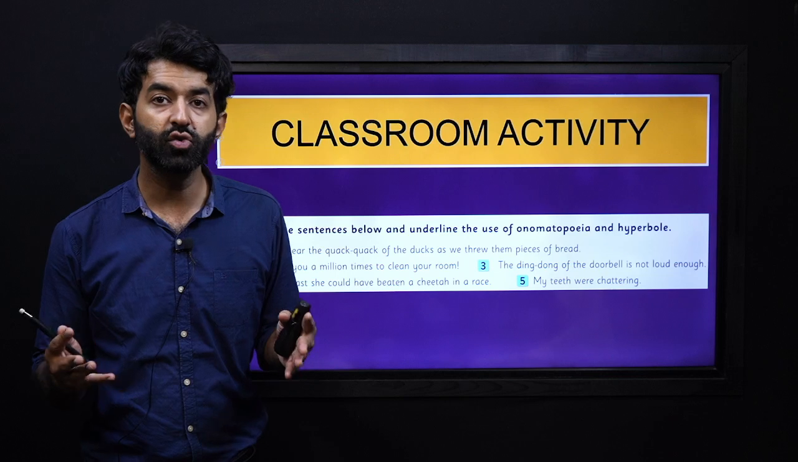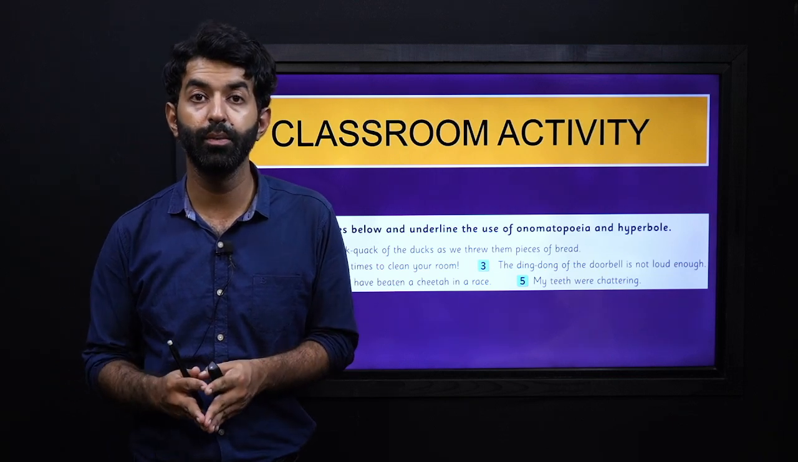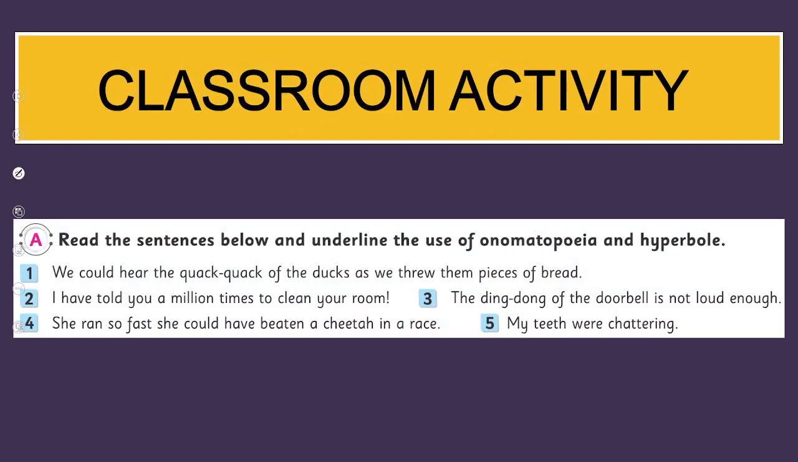Now, for the classroom activity, we are going to take up hyperbole and onomatopoeia. You have to read these sentences and underline the use of onomatopoeia and hyperbole. For example, "We could hear the quack quack of the ducks as we threw them pieces of bread." What sound does a duck make? It's the sound of quack. So we convert it into a word. So quack is an example of onomatopoeia.